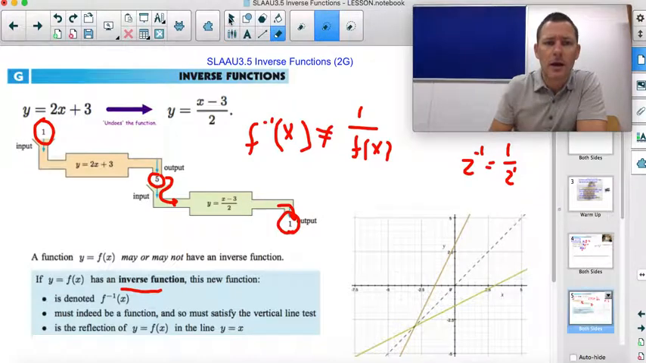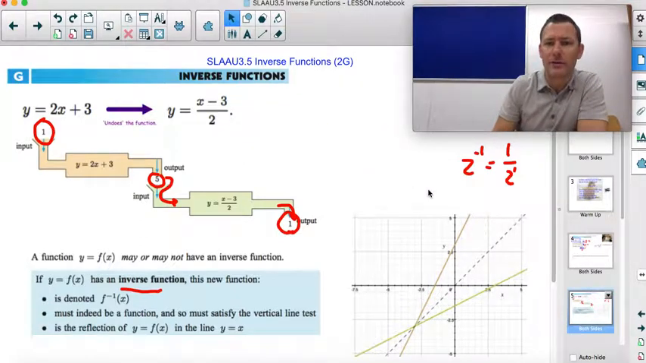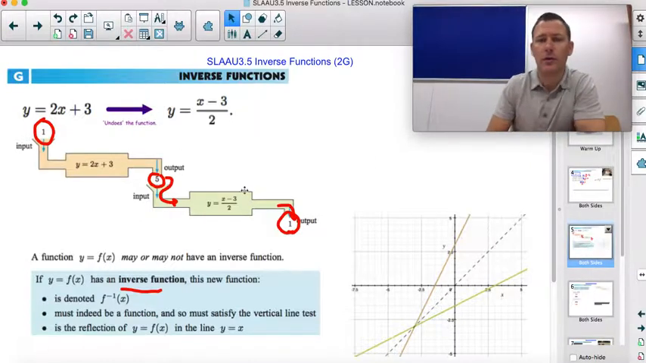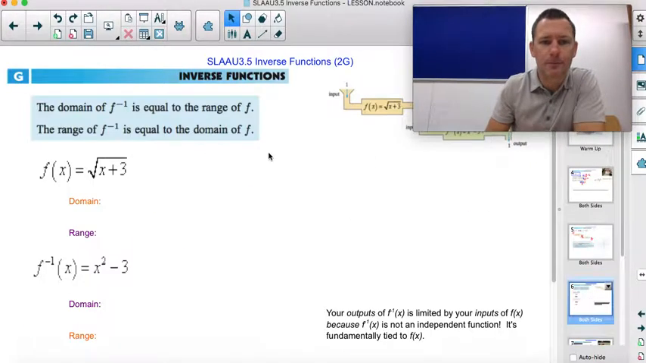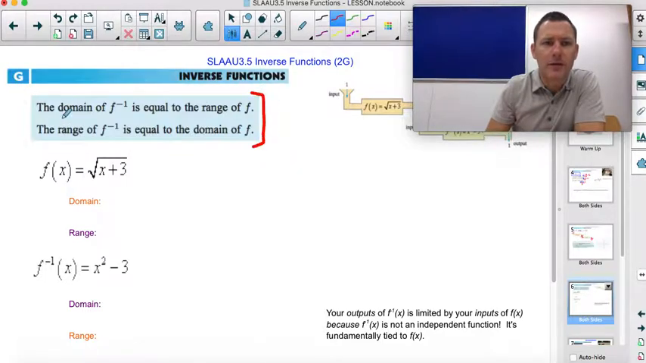Cool. Sometimes the new function, or the new relation, is not a function. And sometimes they don't have an inverse. But we can always find the equation to run it backwards. I'll give you some examples. This part comes up a lot: the domain of the inverse is equal to the range of the original function, and the range of the inverse is equal to the domain of the original function. So write that down and I'll give you an example of it.